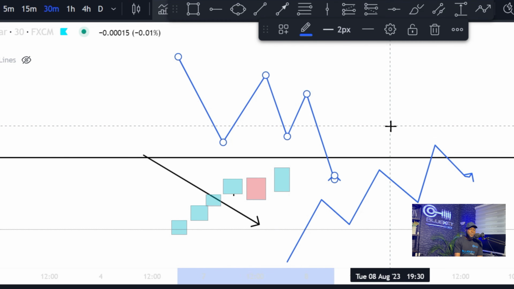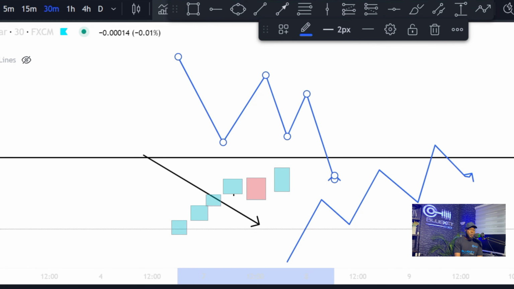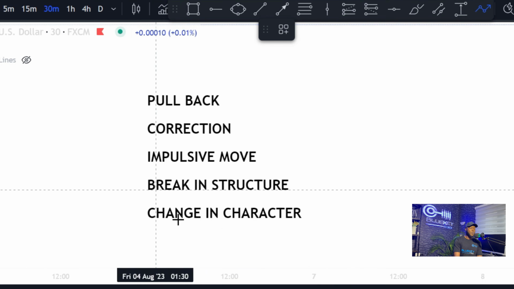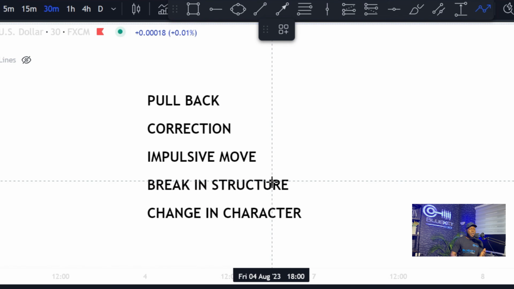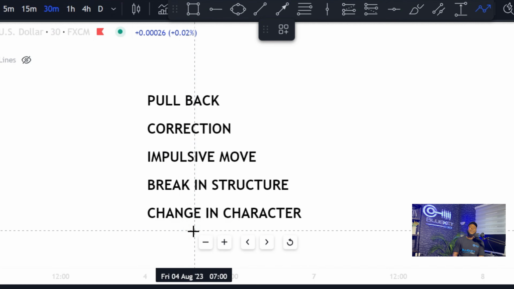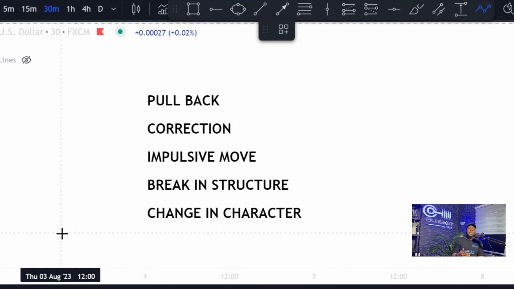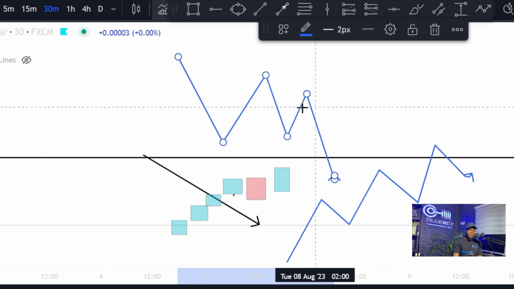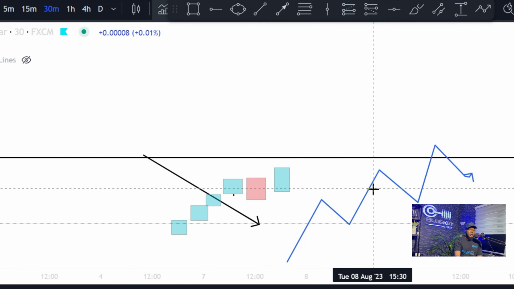So the next one would be break in structure. Now I just want to rush all this through. You can always go back to this video to understand it even better. Then when we're done, we're going to see how all of this actually works together. So let's talk about break in structure and change in character, because these are slightly different, and they look very much alike, but they're not actually the same. So we have break in structure happen just like this in the market. Let me take this out.